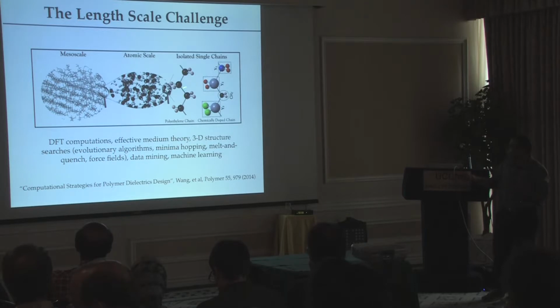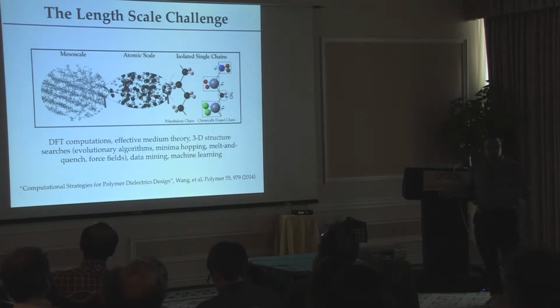Most of the stuff I'm going to talk about will deal with the fragments of polymers. And so we are going to be looking at the molecular level for the most part. We use density functional theory calculations, effective medium theory. We use structure prediction using various methods. And then we do some machine learning, etc., to arrive at our goal, which is to find those interesting materials.